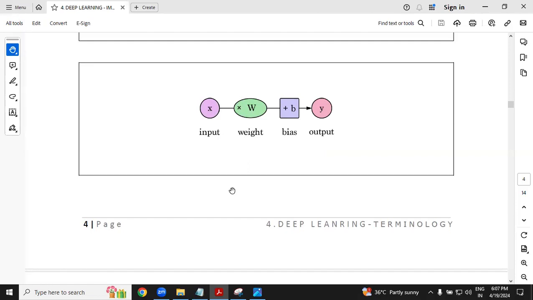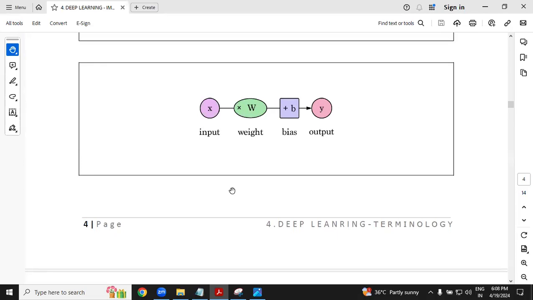Once the multiplication is done, it is summed with the bias value. Repeating again: input is multiplied with weight, and after this operation is done, it is added with the bias value. Finally, here also one thing is available. Any idea what that is? The activation function. It's okay, that is hidden as of now.